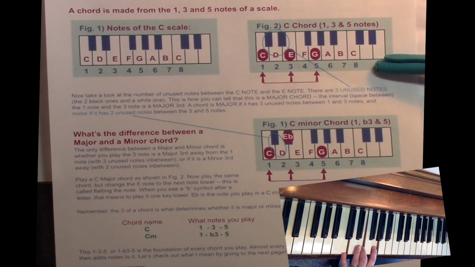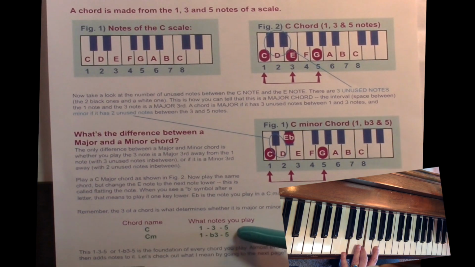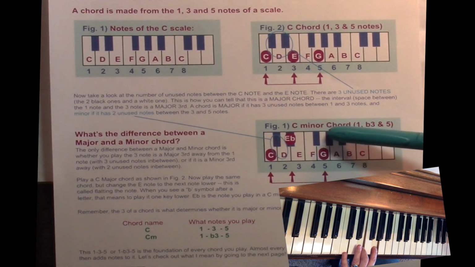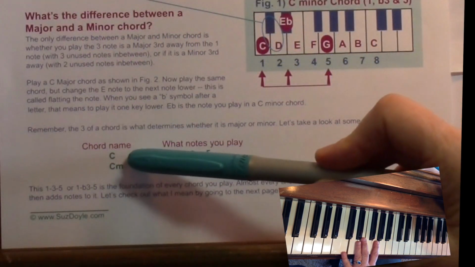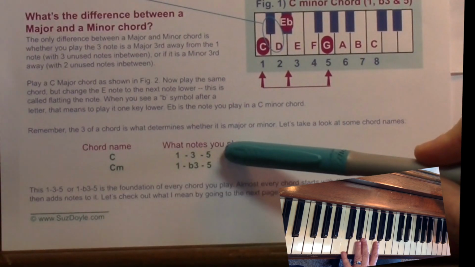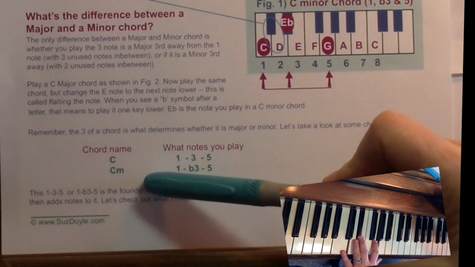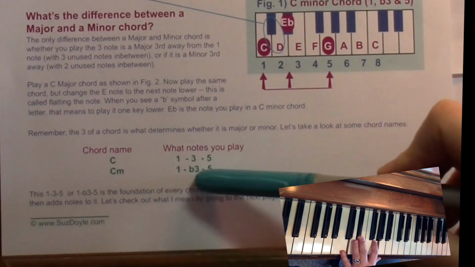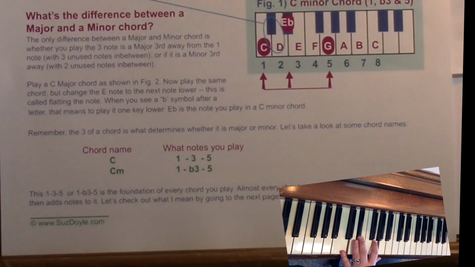So this would be C, just the C by itself. Right there you can see it's made out of 1, 3, 5. And if it's the C minor chord, all you have to do is drop the 3 a half step. So the 3 is what makes a chord major or minor. If you see the chord symbol C, that means C with a major third, and it's a major chord. If you see C with a little m, that means it's a C with a minor third, or a lowered third, so it's called C minor.